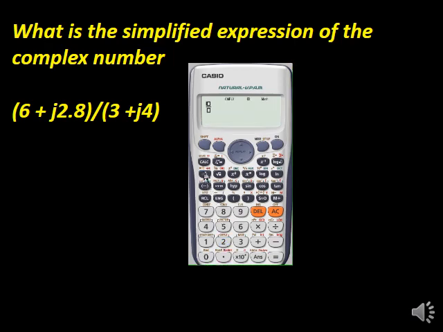So, in my calculator, I will set the mode to complex, press number 2, and then enter the expression exactly as shown in the problem. So we have 6 plus 2.8, we'll use the i constant here, divided by 3 plus 4i. Okay, press equal. Now the result is expressed in fraction form. We can press the S-D button, which converts decimal to standard form. That is a toggle button that you can press again to make it in standard form.